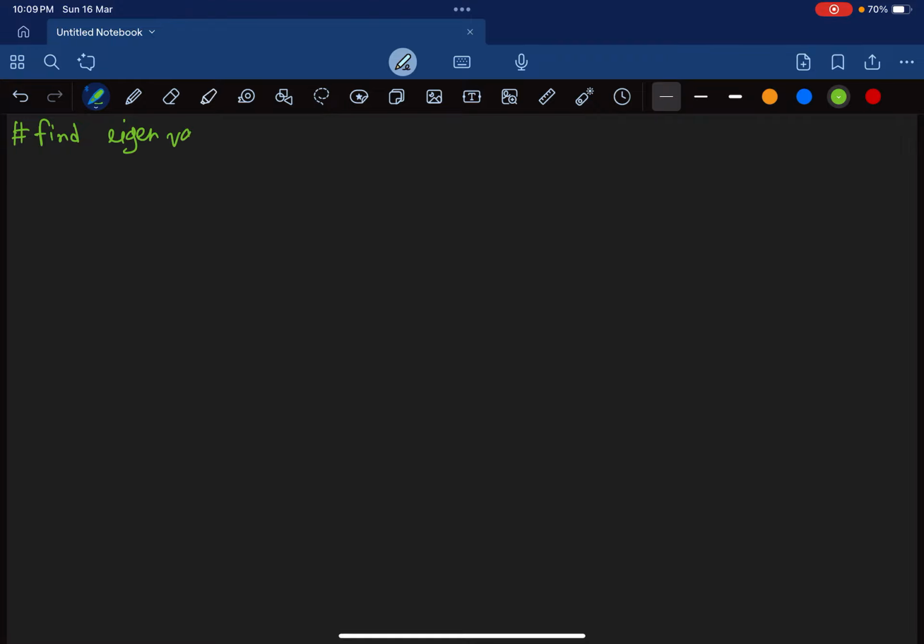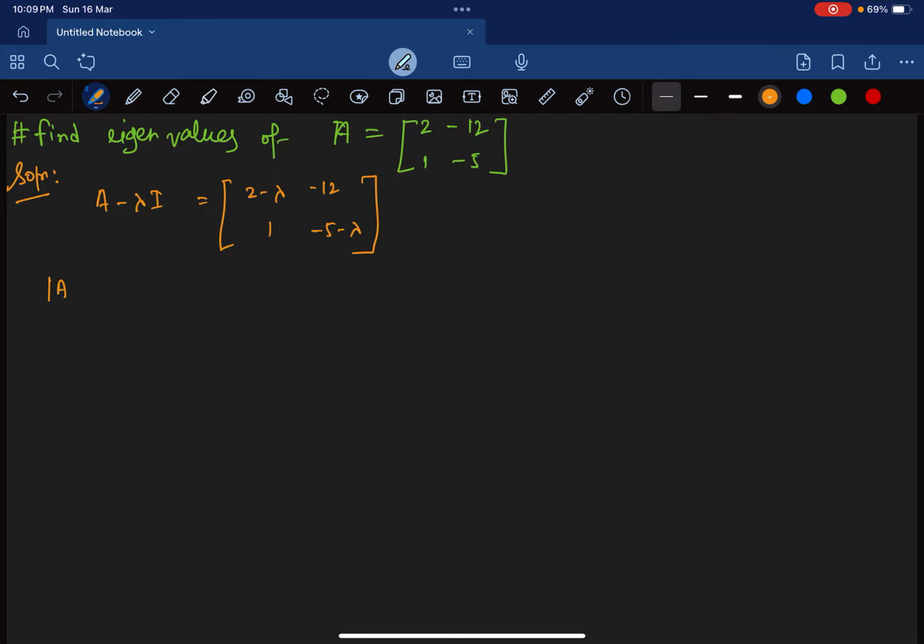Now another question I can give. Find the eigenvalues of the matrix A equal to 2 minus 12, 1 minus 5. Okay, let's try to solve this question. The first work will be to find A minus lambda I. So here, diagonally you need to subtract lambda: 2 minus lambda, minus 12, 1, minus 5 minus lambda.